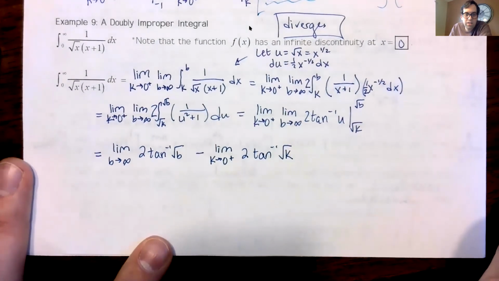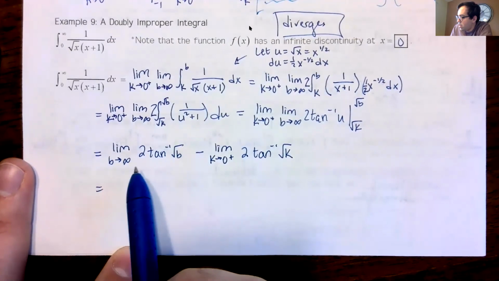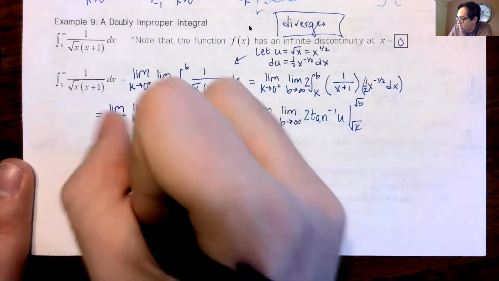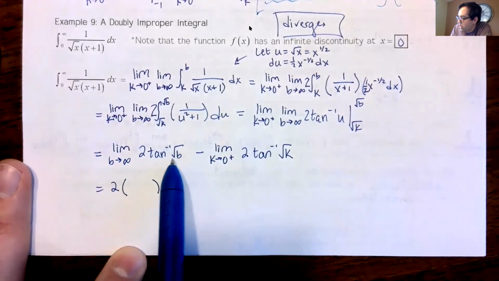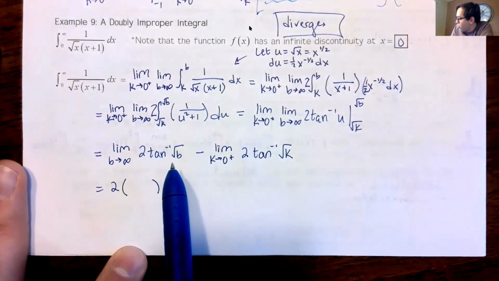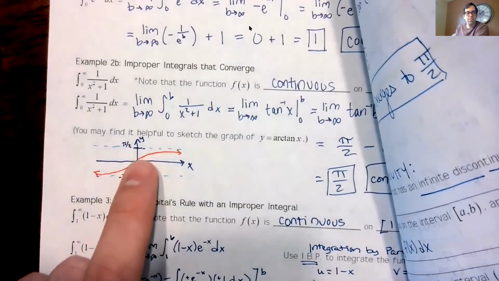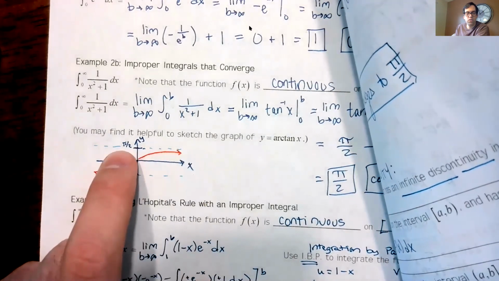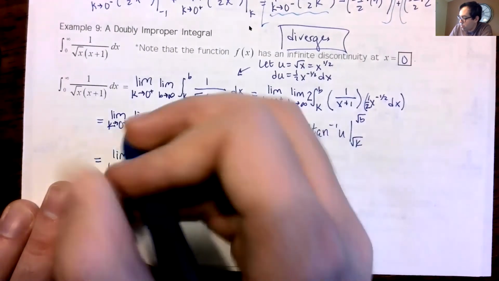Okay, so let's see if we can actually evaluate these. So this first one, limit as b approaches infinity of 2 times arctan of the square root of b. So I'm going to just kind of ignore that 2 for a second. I'll put it back in at the end. As b approaches infinity, the square root of infinity is still going to be approaching infinity. So we already know from our previous diagram, right? If we go back to that, as x approaches infinity, the y value of arctan approaches pi over 2. That's the horizontal asymptote there. So we can replace this with pi over 2.